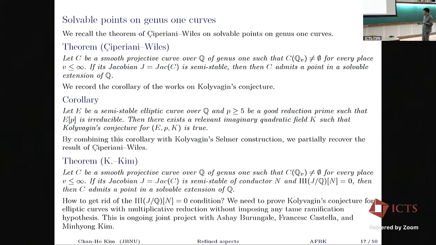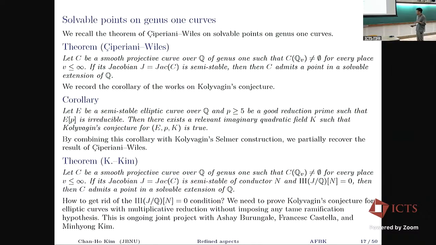Then here's the thing. Combining this corollary with the Selmer construction, we partially recover this Coates-Wiles theorem. So almost the same, but we have one more assumption. C is a smooth projective curve over Q, genus 1, all the same. But I cannot control the non-trivial Tate-Shafarevich group elements whose order divides the conductor. So I should assume this, like Sha of this J over Q[N] is 0. Then I have the same conclusion.